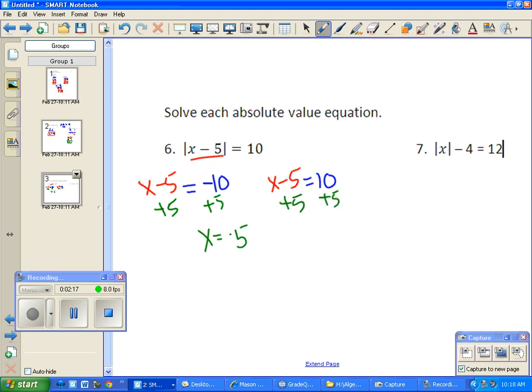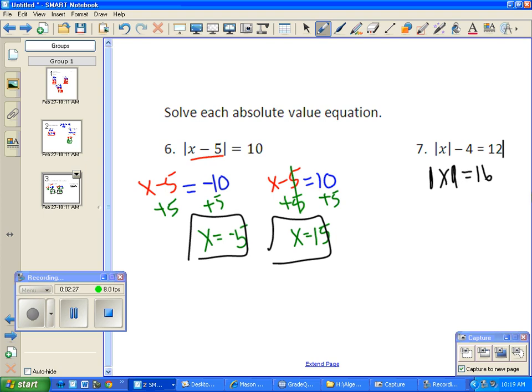Number 7, since we don't have the absolute value by itself, go ahead and add 4 to both sides. Now you've got the absolute value of x equals 16. Hey, that's easy. The two numbers that have an absolute value of 16 are 16 or negative 16. That's it for solving equations, ladies and gentlemen.